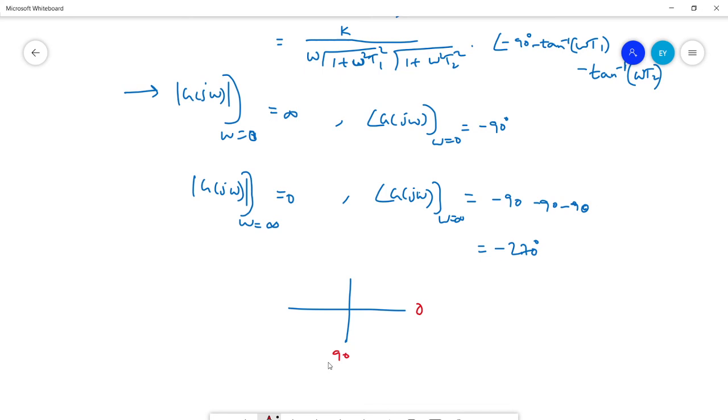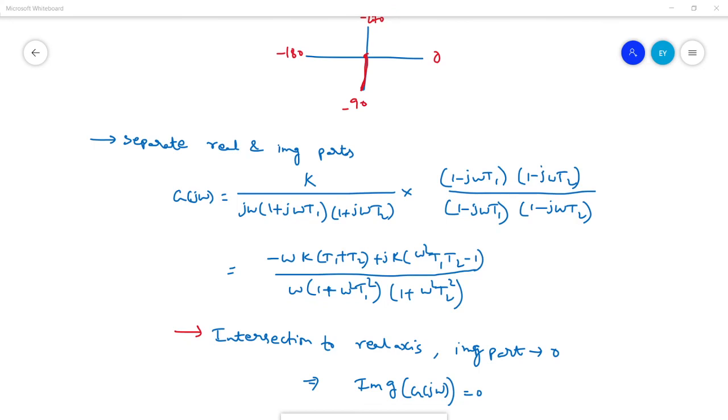0, 90, minus 90, minus 180, minus 270. The plot will start somewhere here at infinity, right? Then when omega is tending to infinity, the magnitude will become 0, and it is making an angle of minus 270, so at this point it is making 270, right? So it looks this way. But what we need to know is the intersecting point. For this particular problem, what we can understand is it will intersect the real axis, because it started at the imaginary axis, so definitely it will intersect the real axis.